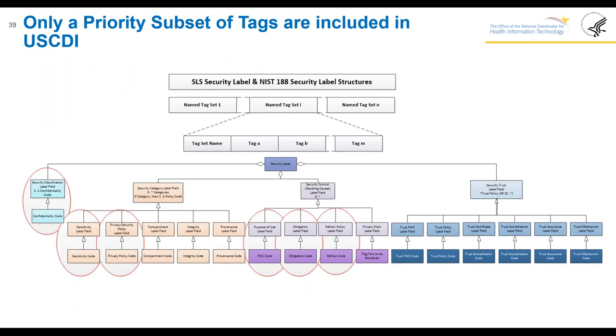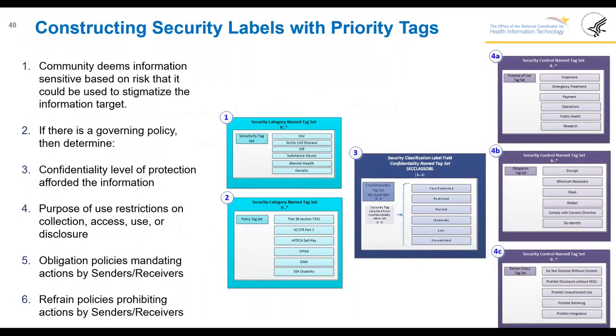So I'm just circling. This is a larger picture of that diagram of what security labels look like, and I put circles around the ones that have been picked up by USCDI. Next slide. This is just to give you an idea about how you use security labels with priority tags to construct a policy representation. So there are the steps, numbered in the slides, that show you the kinds of name tag sets and the kinds of values that are in those name tag sets. We will be explaining it more in the cross-paradigm US regulatory IG, which we hopefully will have out for ballot in September. Next slide, please.